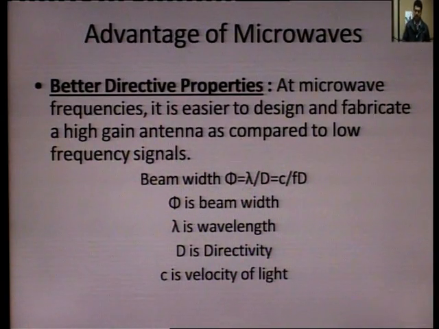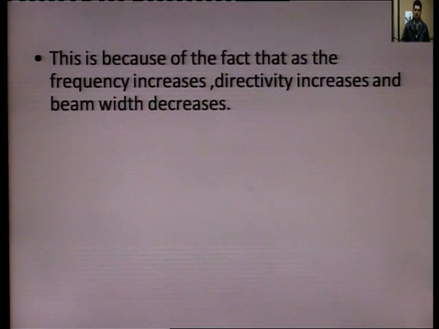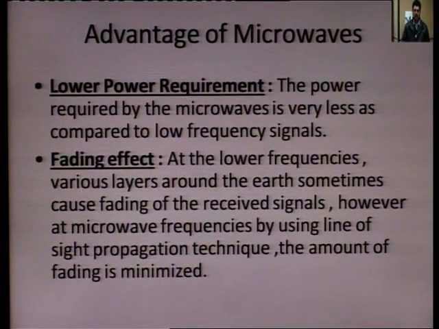As the beam width reduces, obviously the signal can be shaped into a fine beam and transmitted from transmitter to receiver with minimum free space losses. This is because as the frequency increases, directivity increases and beam width decreases.